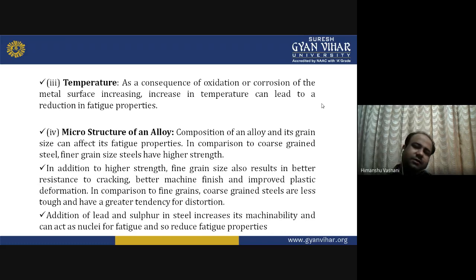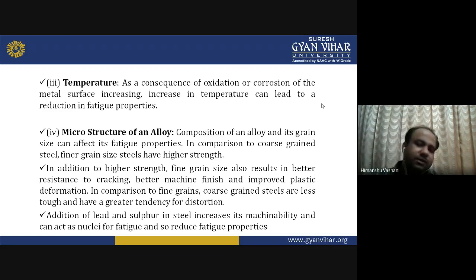In comparison to coarse grain steel, finer grain size steels have higher strength. I told you earlier that the composition of an alloy and its grain size really affect the fatigue property. So if you compare a coarse grain steel and a finer grain steel, the finer grain has higher strength. We have studied these grain sizes and their effect on steels earlier also.